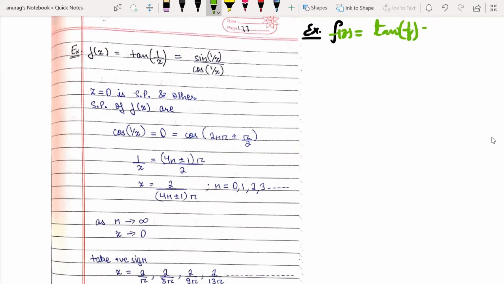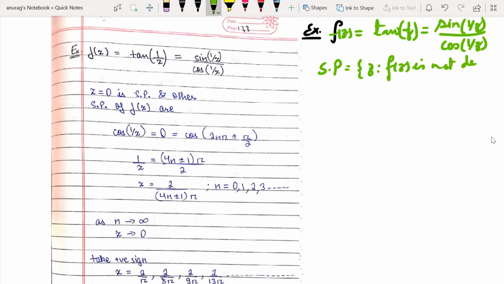It can be written as sin(1/z) over cos(1/z). What are the singular points? Where the function is not defined. The singular points are the collection of all z where f(z) is not defined. So can you tell me where f(z) is not defined? Where the denominator is 0. So the denominator cos(1/z) is equal to 0.